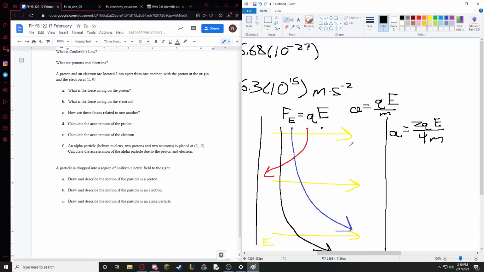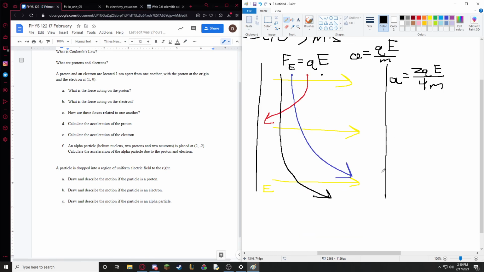That's a nice little way to visualize how electric fields are going to affect things. And so we have our protons and our electrons, which have the same force but significantly different masses. So the electron's going to curve much quicker. And then our alpha particle, it's twice as much force, but 4 times as much mass, so it's going to curve slower. Anyone have any questions about this?